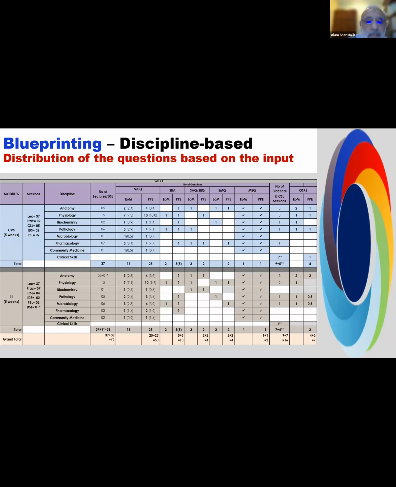Obviously, the contribution of different disciplines would be different in different modules. For example, anatomy would be heavily contributing in the musculoskeletal system, whereas physiology is heavily contributing in the cardiovascular system. So the number of items or number of questions has to reflect whatever is being taught. So this is just one component.